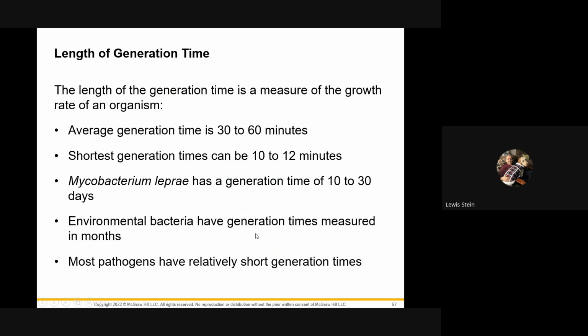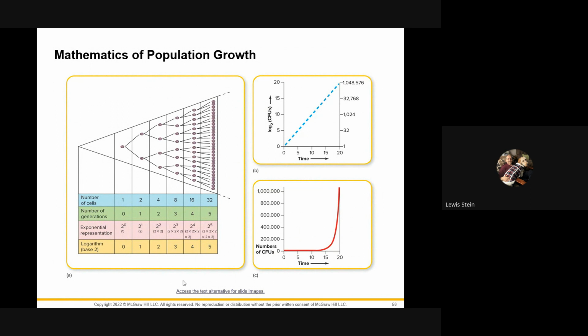So some bacteria, you can see, are odd. Most pathogens, one of the reasons they overcome you, is they grow awful fast. So there's a lot here. You can look at the chart. I'll do it my way.